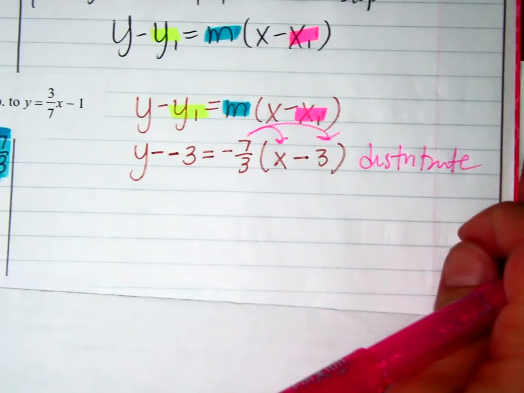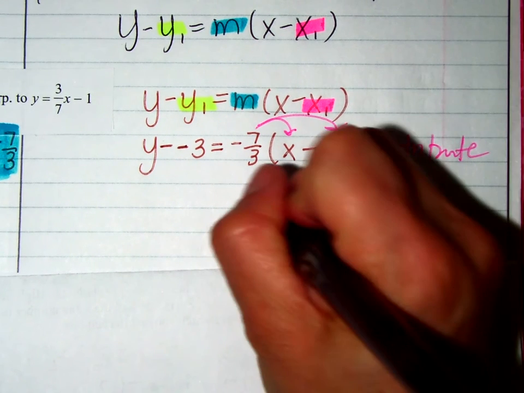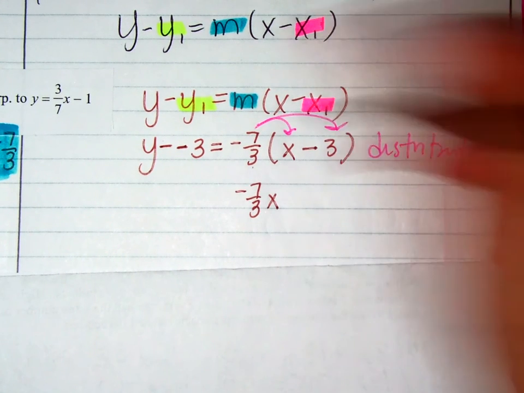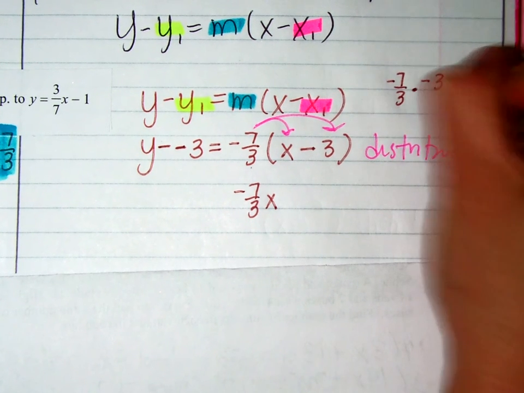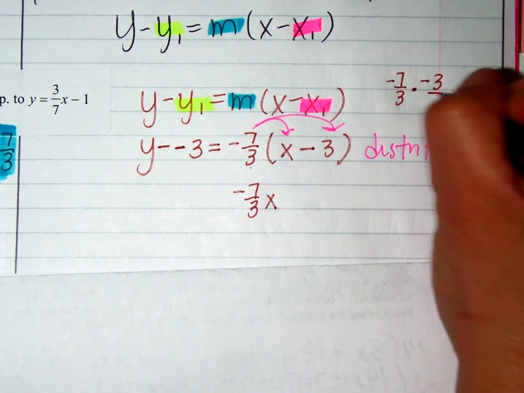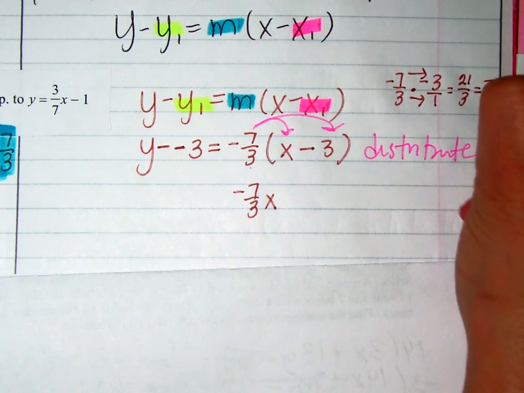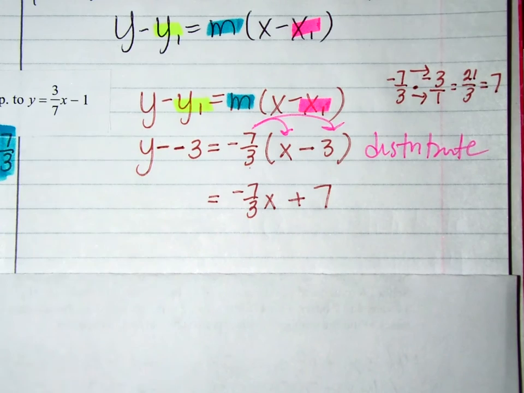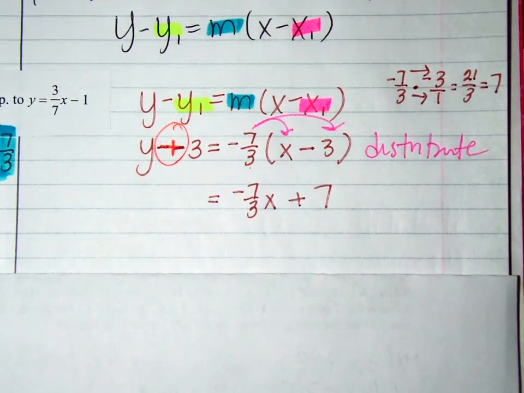I'm going to move this over just a little bit. -7/3 times x is -7/3 x. And -7/3 times -3, if you don't remember how to multiply a fraction and a whole number, you have to make that a fraction, multiply straight through, and then divide. For us, this is 21/3, which is 7, +7. On this side, I have the case of the double negative again. So remember, for double negatives, we always change that into a positive.